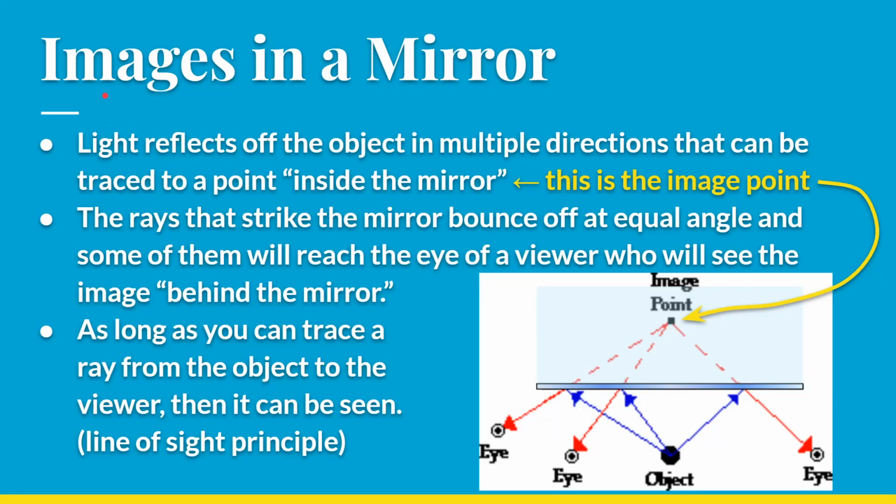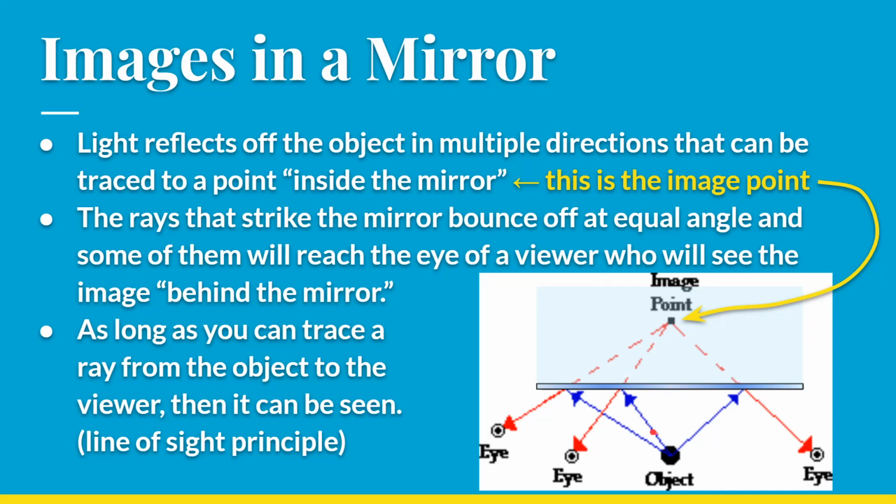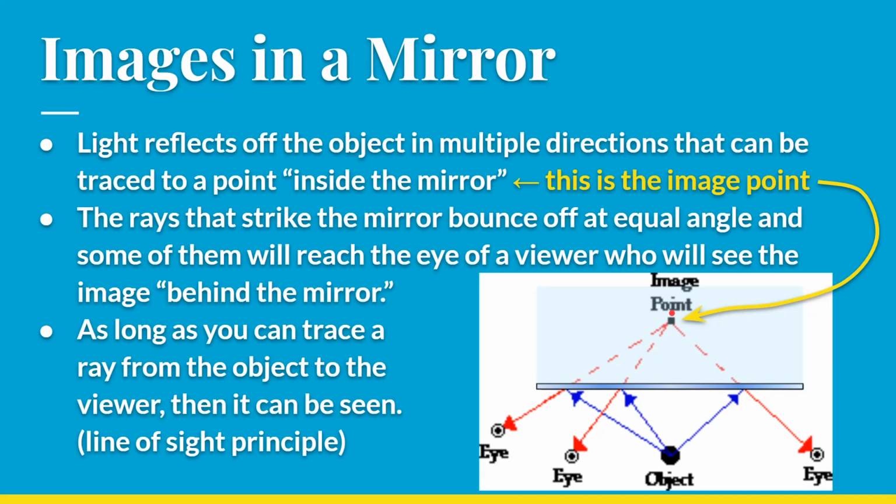So here's how an image appears in a mirror whenever you look at yourself in the morning while you're getting ready. Light reflects off of all objects in multiple directions that can be traced to a point inside the mirror. This is called the image point. Here's an object, and here are three different people, just eyeballs, looking at this object in a mirror. You can see in all cases that you can trace these lines to the back of the mirror where they converge and make this image point. It is behind the surface of the mirror. You can't touch it. It just looks like it's behind the mirror.